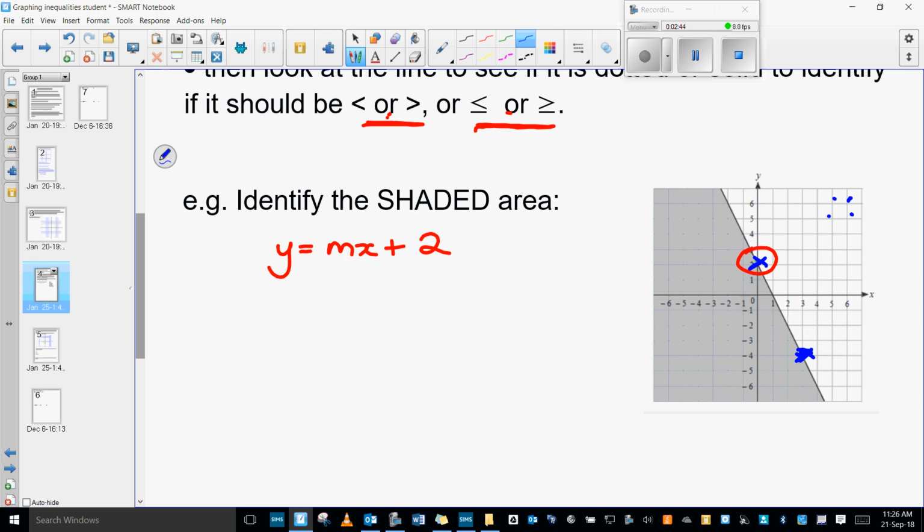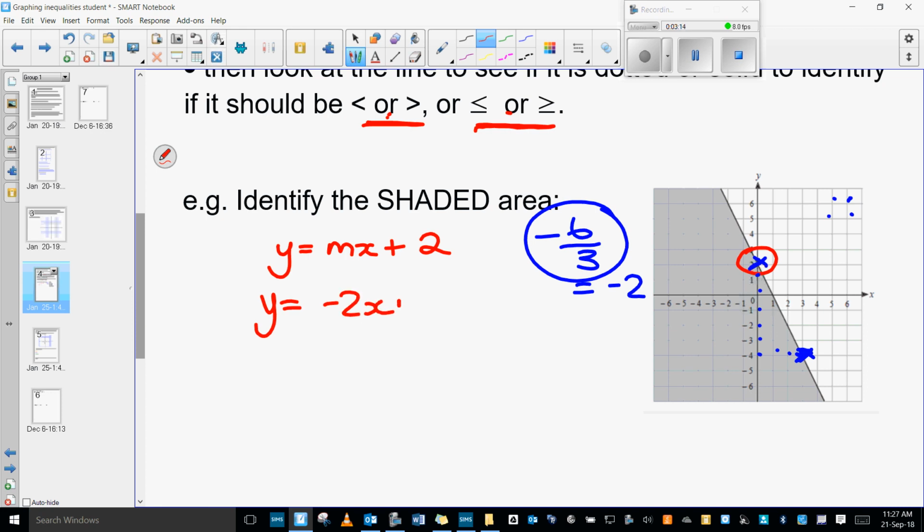Okay? So from here to here I'm going down 1, 2, 3, 4, 5, 6. I'm going across 1, 2, 3. So I know that's a negative 6 over 3 gradient. What must you always do with gradients? Simplify it to be negative 2. Lovely. So then that's going to be put into y equals negative 2x plus 2. So that's the equation of the line.